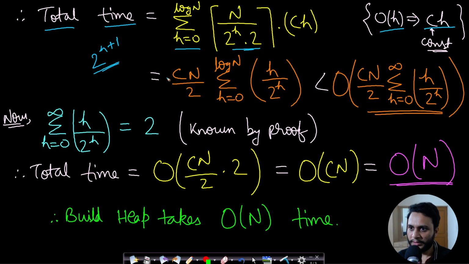So if we reformulate it again, you will see that n and c are constants, so we can take them out. This 2 is also a constant, we can take it out. And whatever is left inside is a variable of h, since we are summing from h equals 0 to log n. So apart from h, everything else goes out, and this will remain.